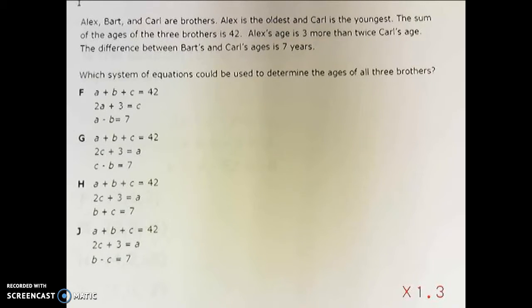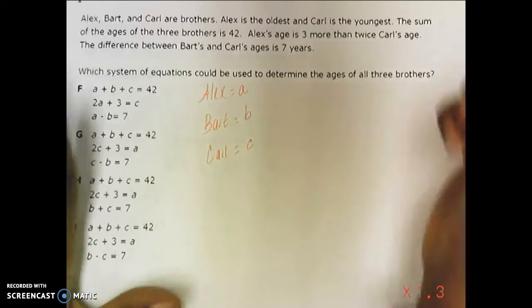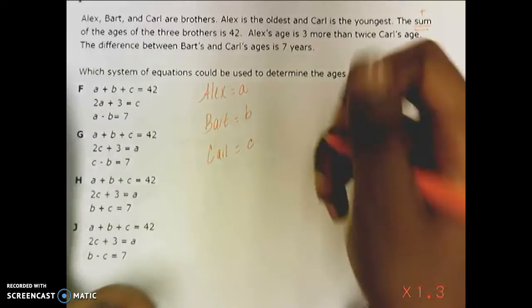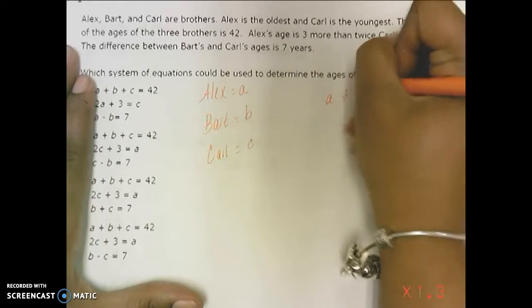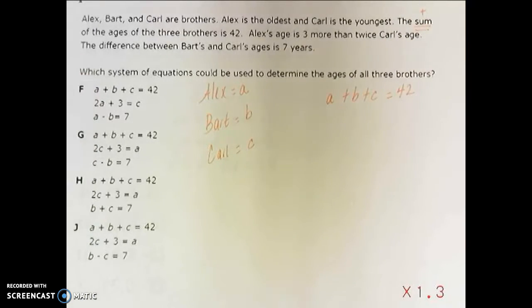I'm going to pause for a second so I can write something down. From the very first sentence, we get no information. They just tell us that they're brothers. Alex is older than Carl. Does not matter because we're not writing an inequality. The sum of the ages of all three brothers is 42. This word right here in a math class means that we are adding, okay? We are going to add A plus B plus C, and all together it has to equal 42.